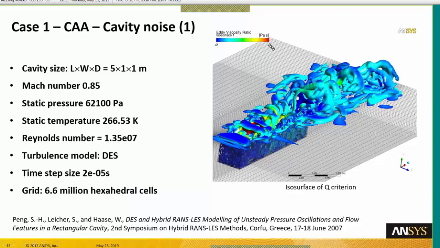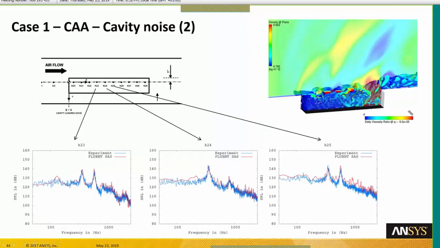Here you have an overview of the Q criterion, isosurfaces of Q criterion. It's usually a good marker for eddy cores, colored by the eddy viscosity ratio. And we try to recover some cavity noise in some probes placed inside the cavity, and you recover some pressure level in decibel, comparing experiments in blue and Fluent SAS in red. Agreement is quite nice. You still miss some contribution for broadband noise, but it's quite nice in terms of agreement.